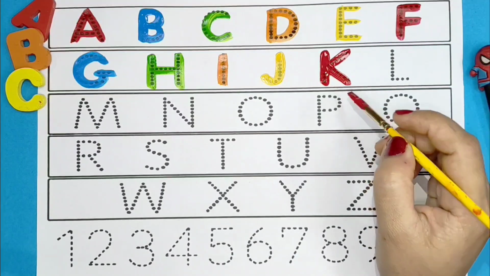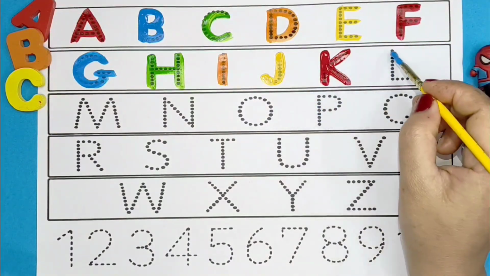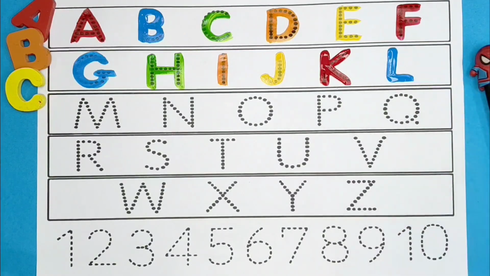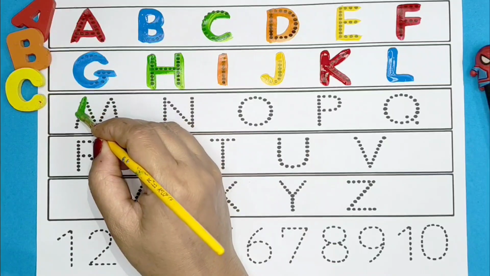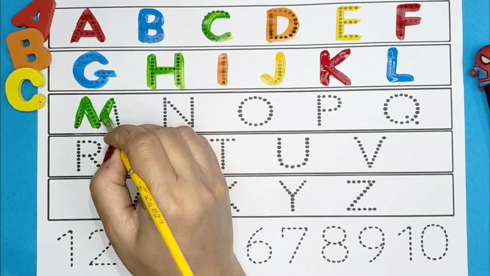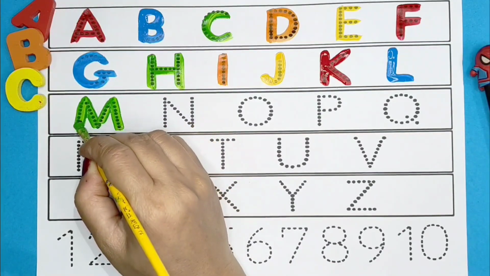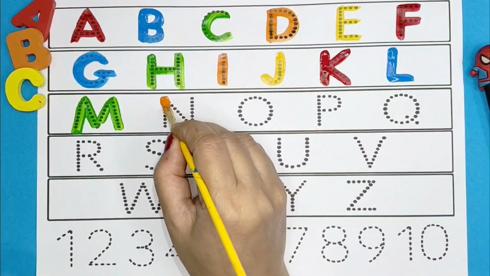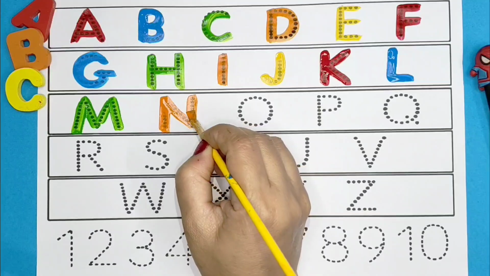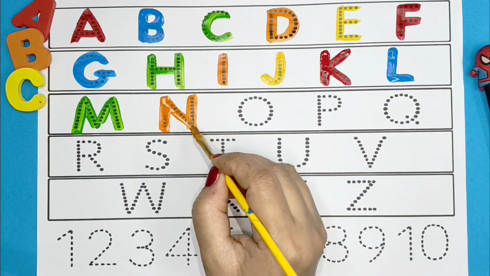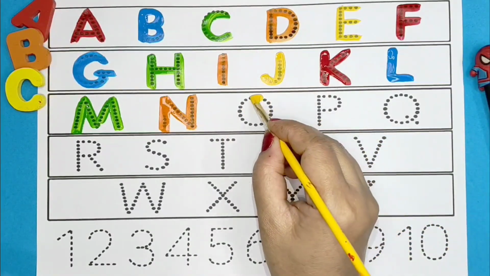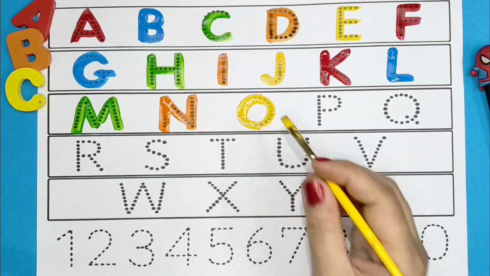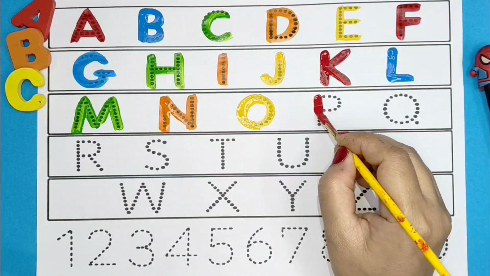K for kangaroo, sky blue color. L for lion, light green color. M for monkey, orange color. N for nest, yellow color. O for octopus, red color.